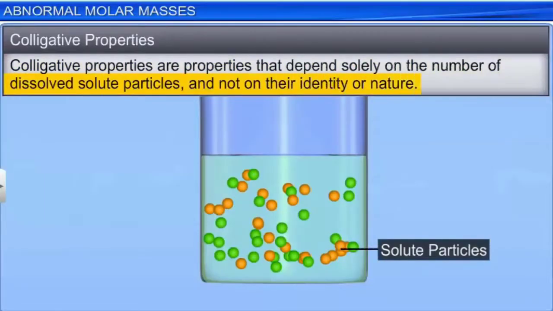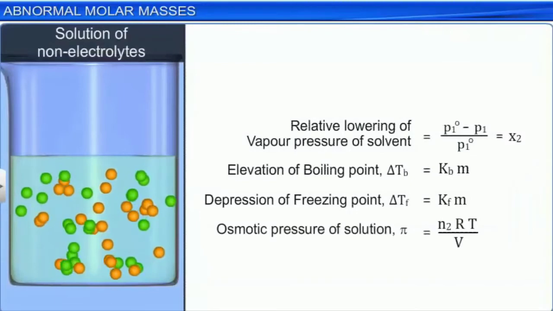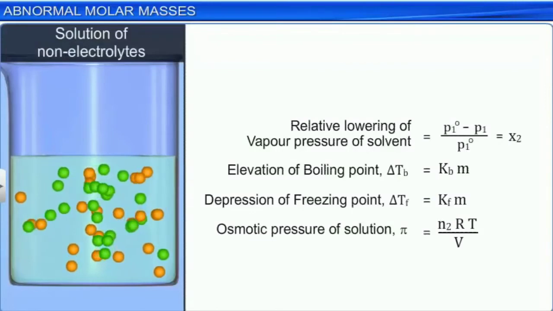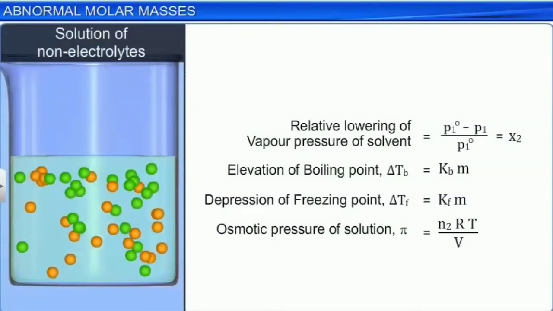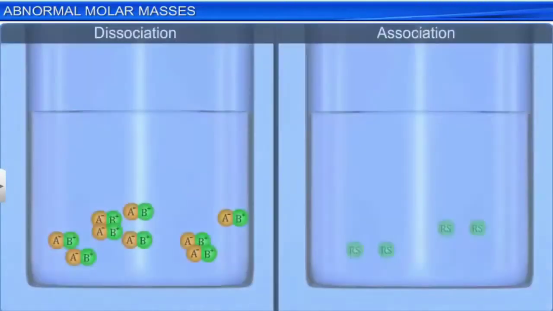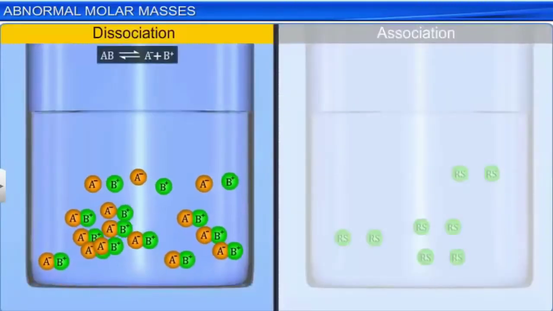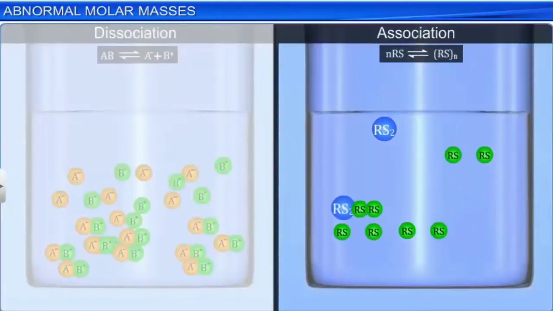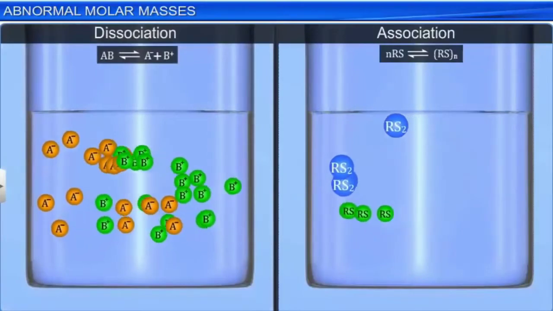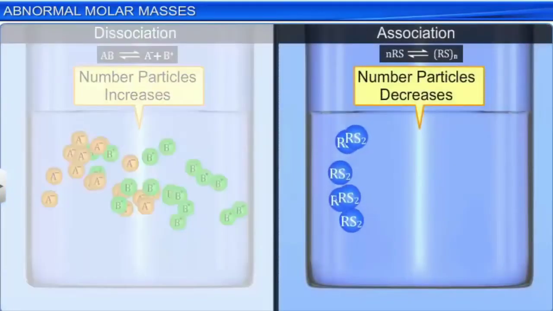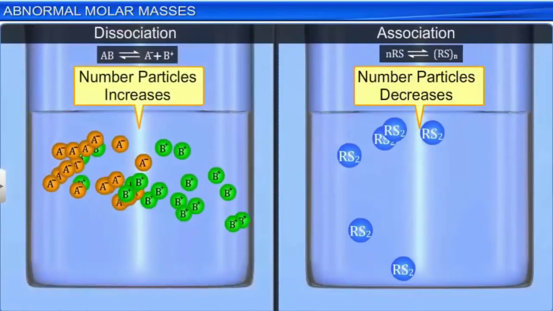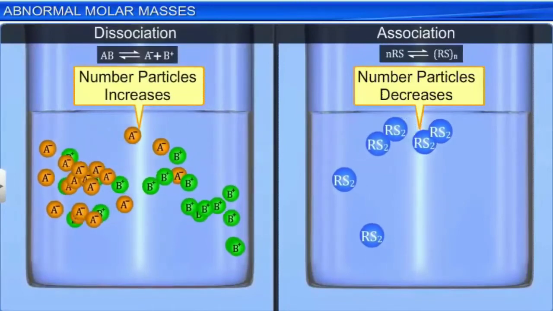Colligative properties and abnormal molar mass. Various relations derived for colligative properties hold good only for solutions of non-electrolytes, as there is no change in the molecular state of the solute. When a solute undergoes dissociation or association in a solution, then the number of particles of the solute in the solution increases or decreases respectively. Thus, the colligative property changes accordingly and we get abnormal results.